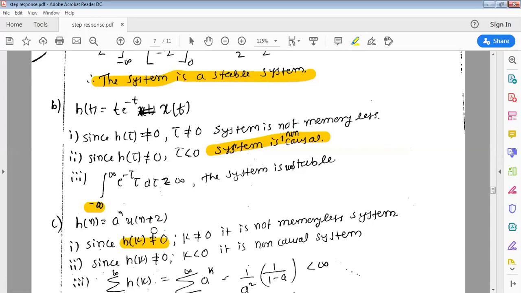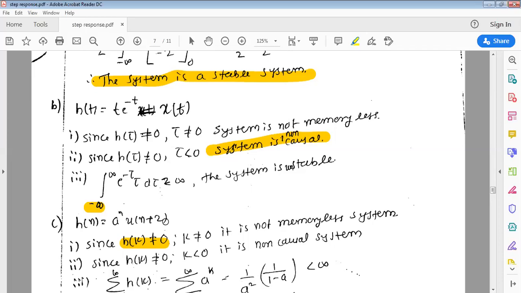That is, for example, h of plus 2, I'll take h of plus 2 is a power 2 into u of 4. U of 4 is existing. Therefore, u of 4 is also existing. U of minus 2 is also existing. Therefore, h of k is not equal to 0 when k is not equal to 0.